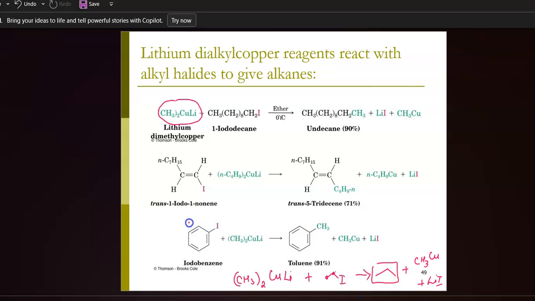Look at another example. We have an aryl halide, which is iodobenzene, and you treat it with a Gilman's reagent. What has happened is you remove the iodine, and one of the CH3 groups from here gets attached to the benzene ring. So you have increased the number of carbon atoms by one because you added, or coupled, one CH3 group to the benzene. That's why Gilman's reagents are very useful, so that we can use them in coupling reactions.